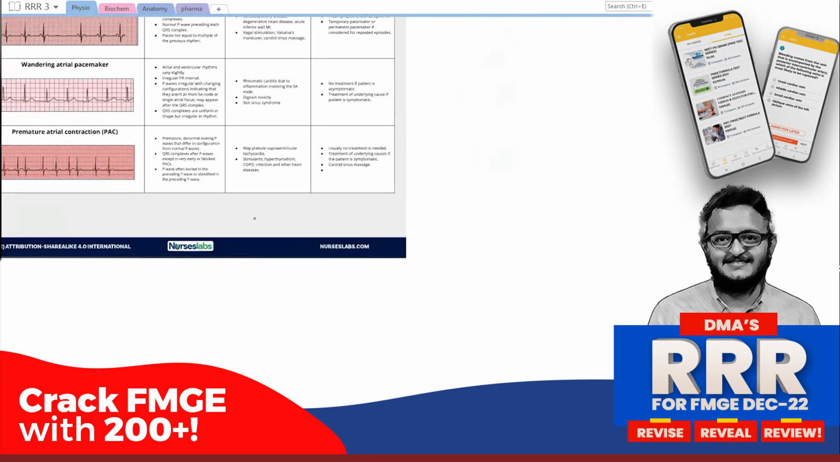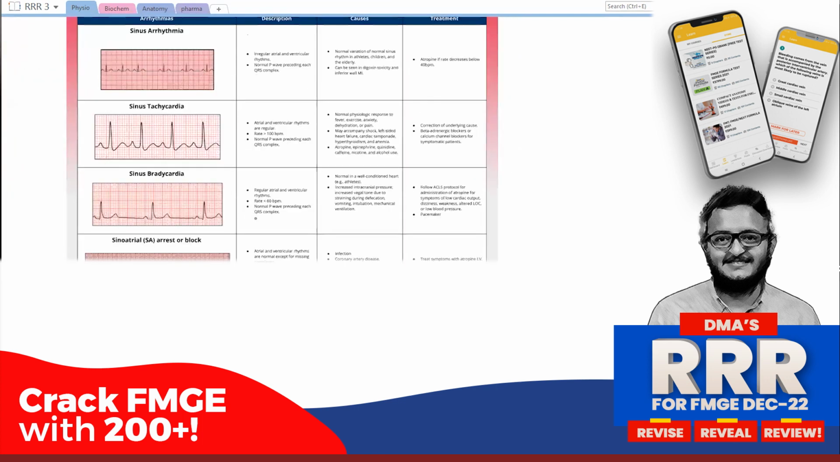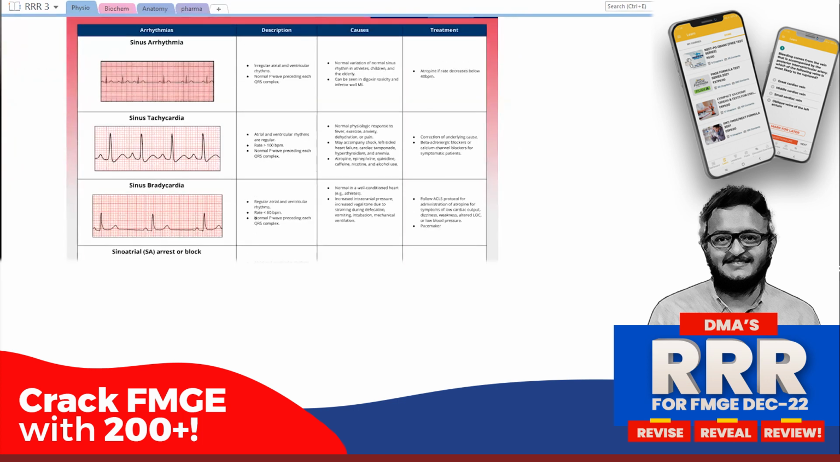Let's see, you must be knowing P wave is for sinus, from the sinoatrial node. P wave is for atrial contraction. Then it comes to the AV node, then it spreads to the remaining ventricle. So the P wave suggests what? P wave shows the atrial contraction.